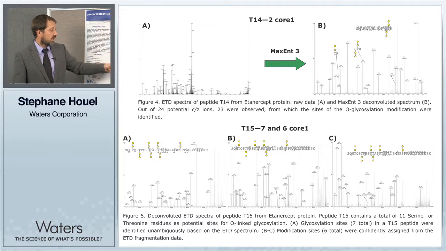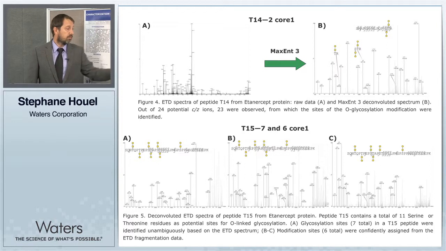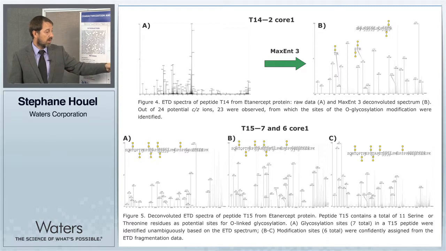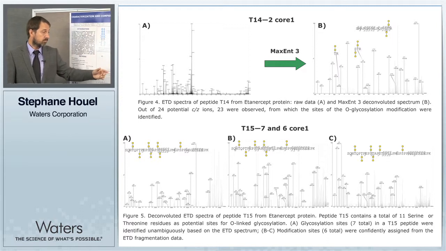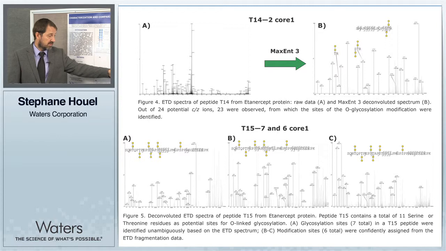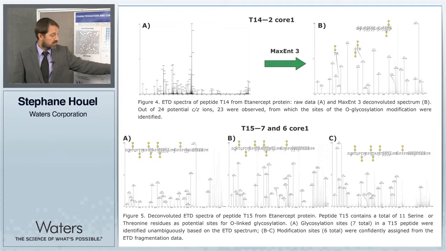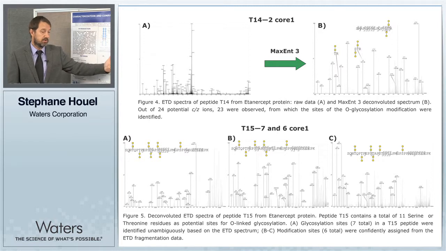And you can see that we have a very, very good coverage of this peptide, and we can identify without any trouble the sites that are occupied. So in that case, it was Z2 and Z3 that are occupied with the core 1 structure. If you look at the mass of Z2, it's TR plus the core 1, which is 365. And for Z3, it's STR plus 2 times 365. So it was very, very easy to identify the sites.